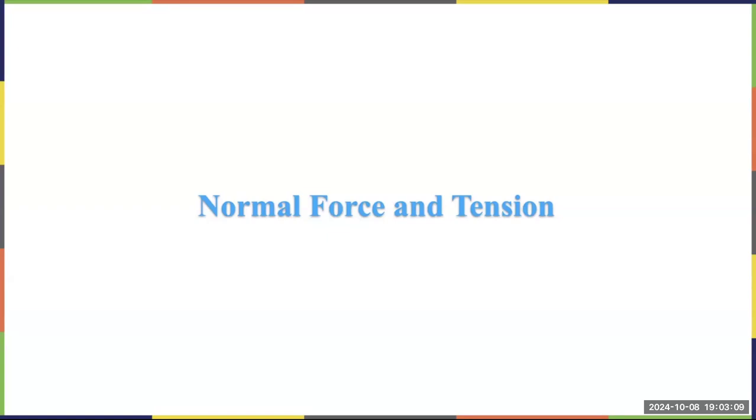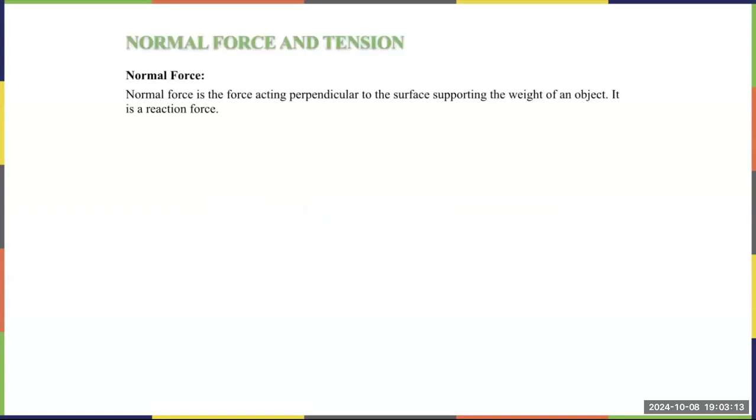Okay, so now, normal force. What is normal force? What does the name normal mean? Normal means perpendicular. But perpendicular with respect to what? Perpendicular with respect to the surface. Whenever we see a normal force, it is always perpendicular to the surface. It does not matter if the surface is tilted or whatever.